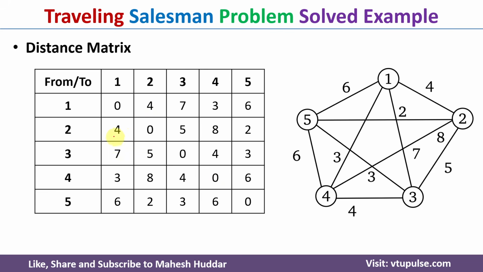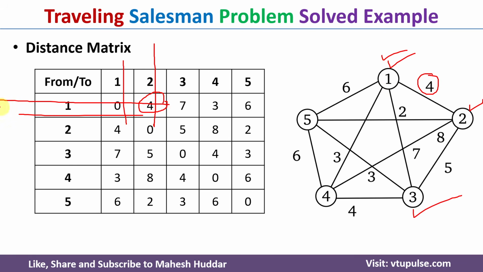The value at the intersection of a row and column indicates the distance between two cities. For example, the distance from city 1 to city 2 is 4. This is what we can see in this table. From city 1 to city 2, the intersection point is here, and the value is 4. Similarly, for city 1 to city 3, city 1 is here and city 3 is here, so the intersection point is at 7. Similarly, the distance between every pair of cities is given in this matrix.